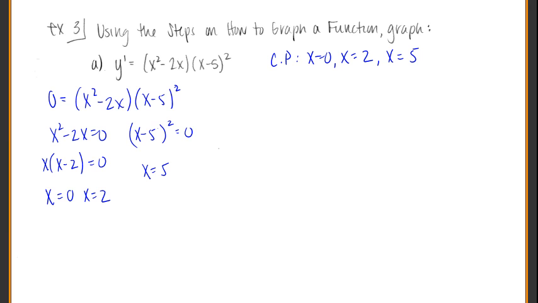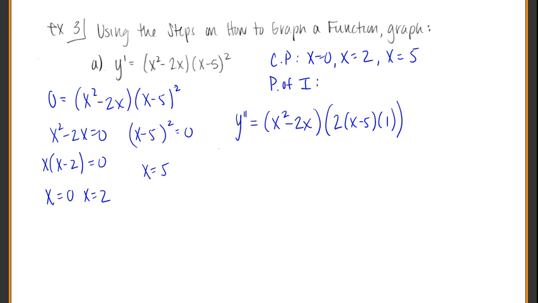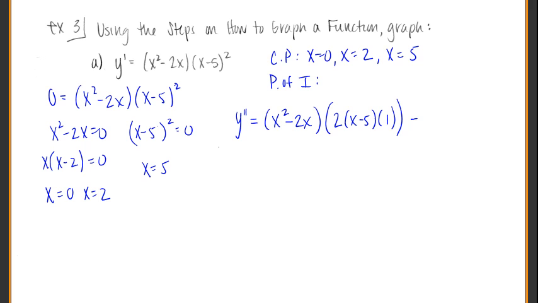For our points of inflection, let's look at our second derivative. So y double prime is going to equal the first times the derivative of the second, so that'll be a 2 times (x minus 5) times 1, plus the second times the derivative of the first, which is just 2x minus 2.